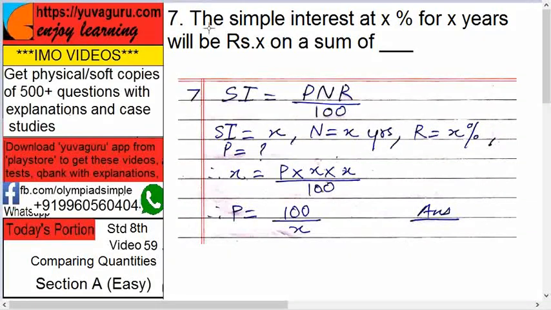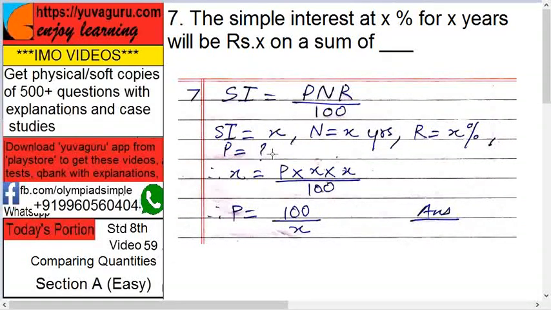Let's start. The simple interest at x% for x years will be rupees x on a sum of. So what is asked to you basically? On a sum of means principal is asked. Simple interest. Now what is the formula for simple interest? PNR upon 100, right? What is P? P is required. On a sum of means P is required. N is the period for x years. So SI equals x, N equals x, and R is given as x%.